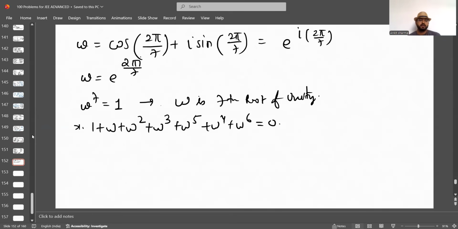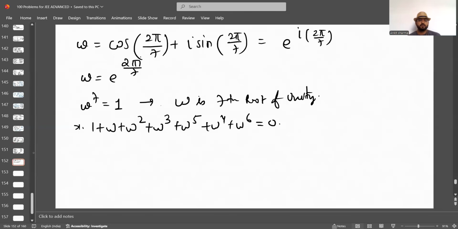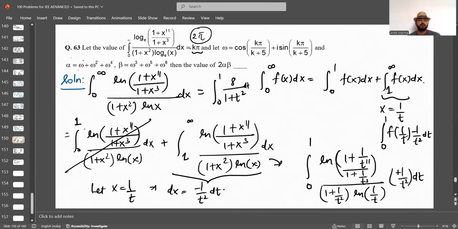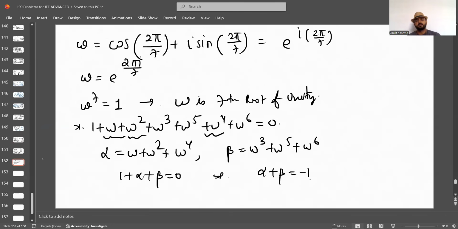That's what we have. Now there are components defined here for the same problem, and alpha turns out to be 1, 2, 4. So if I choose 1, 2, and then 4, then that is my alpha. So alpha is equal to omega plus omega square plus omega to the power 4. And beta is going to be 3, 5, 6. So 3 and 5 and then 6. That means we have succeeded in getting 1 plus alpha plus beta is equal to 0. So from here I get alpha plus beta is equal to minus 1.